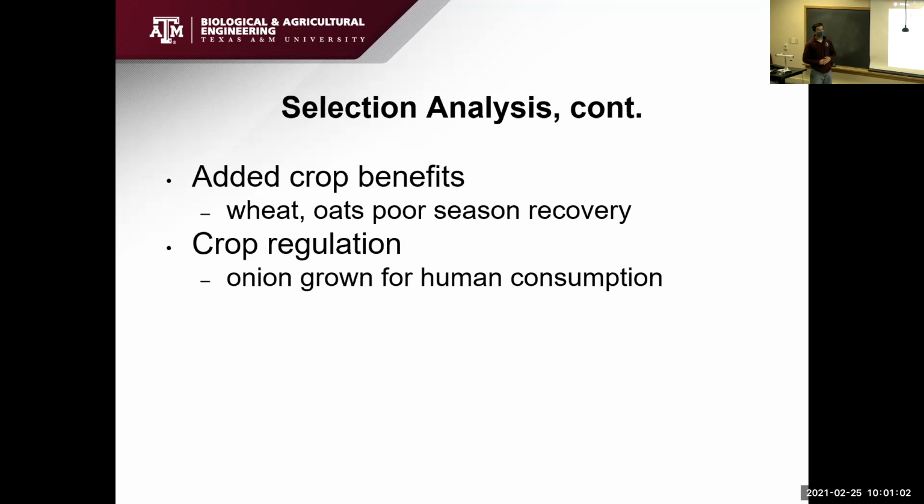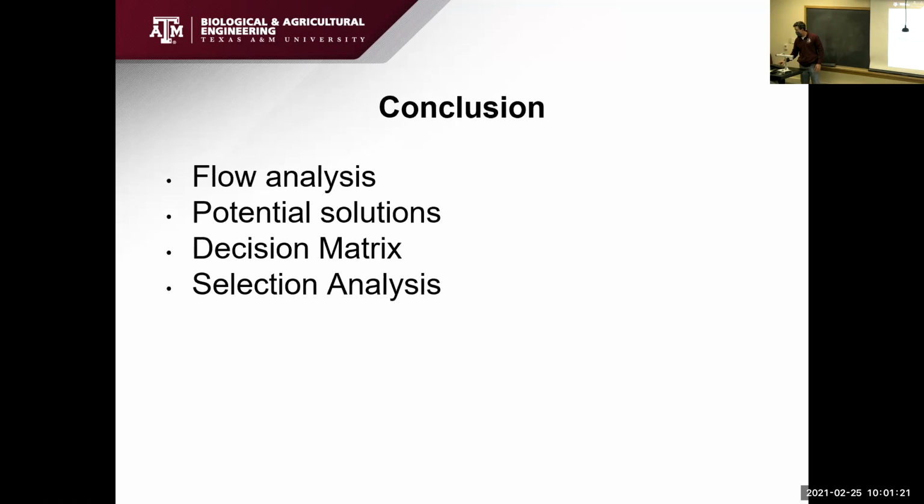The other thing is with the onions, we would have to be very cognizant of everything that we do with that, because that would be something for human consumption. Some of the other crops we would use might not be for human consumption, more for animal consumption, and so there wouldn't be as much regulation there, not as much headache as with the onions.